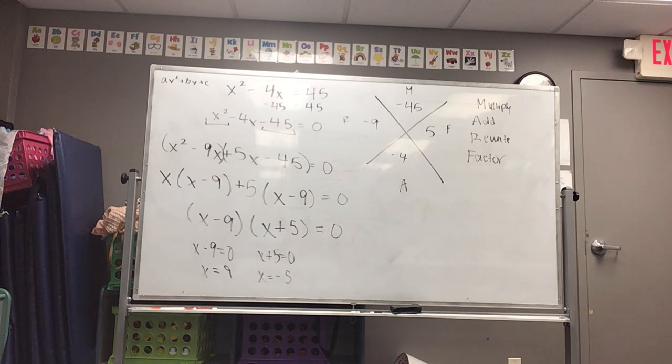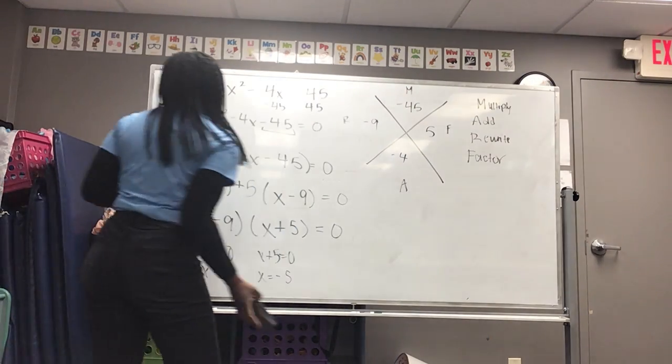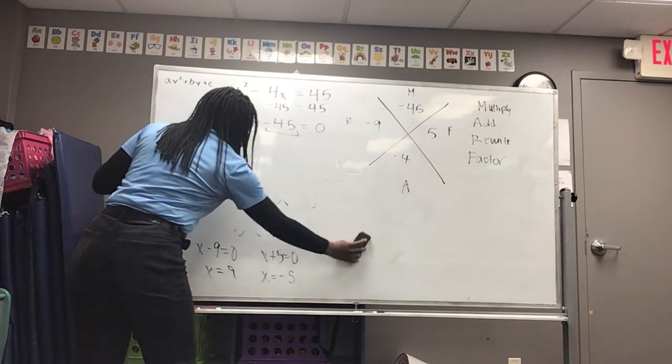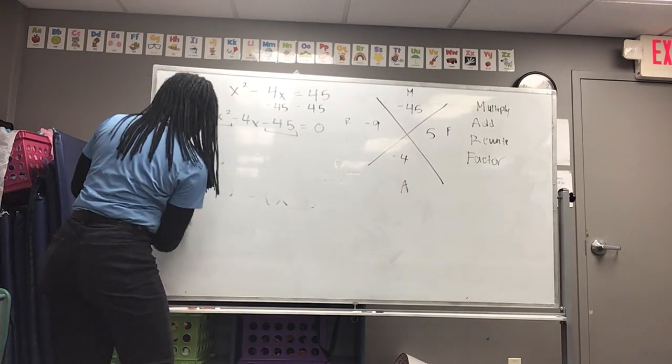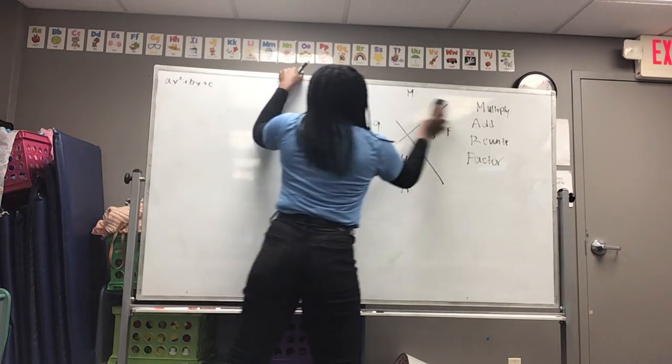Okay, any questions with that? Alright, so now we're going to do one where the coefficient in front of A is not a 1. And then I'll give you guys a couple of examples to do on your own. But I'll show you the marking method one more time.